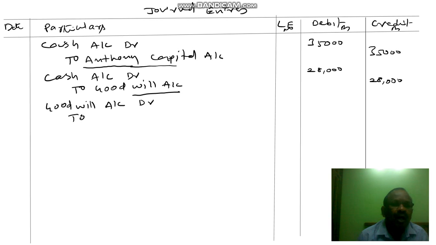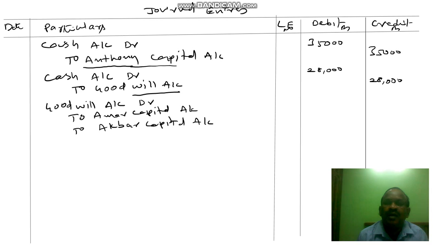Those are the Amar capital account to Akbar capital account. So here the 28,000, their share is 4:3. It means 16,000 and 12,000. Next one is revaluation.